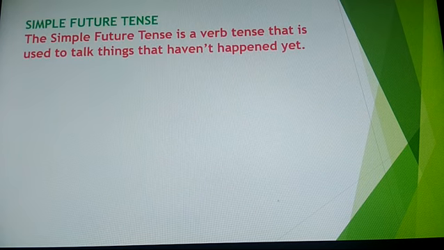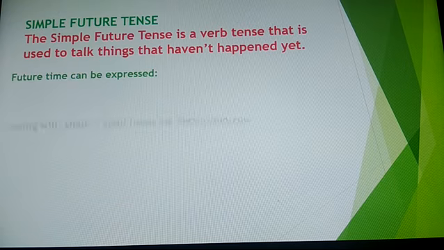Next, we will talk about simple future tense. The simple future tense is a verb tense that is used to talk about things that haven't happened yet. It's very clear, right? So simple future tense talks about the action which we are not doing now, which is not done, but which is going to be done in the near future. Future time can be expressed using will or shall.